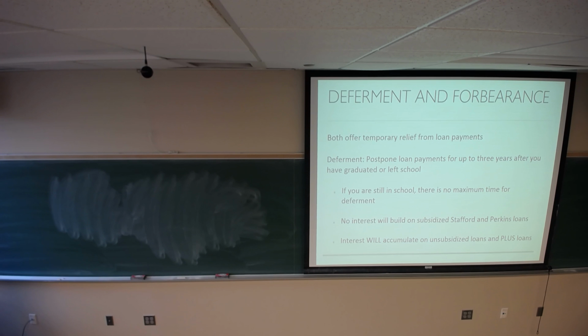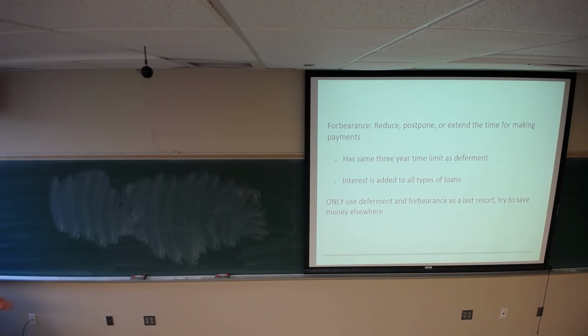If you don't qualify for deferment, you might qualify for forbearance. Forbearance is very similar to deferment in that it reduces, postpones, or extends the time you have to make your loan payments. It has the same 3-year limit as a deferment does. Interest will accumulate on all of your loans instead of just your unsubsidized and your PLUS loans. So you're going to be collecting interest continually. And like I said, unpaid interest does get capitalized, so that's important to be aware of if you do go into forbearance.